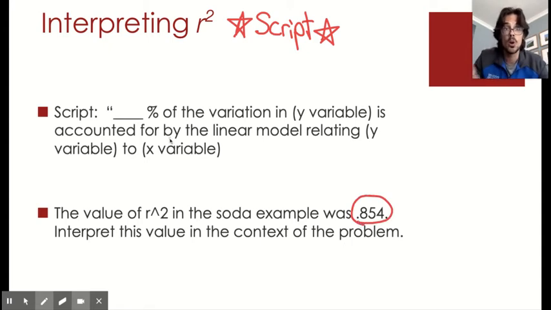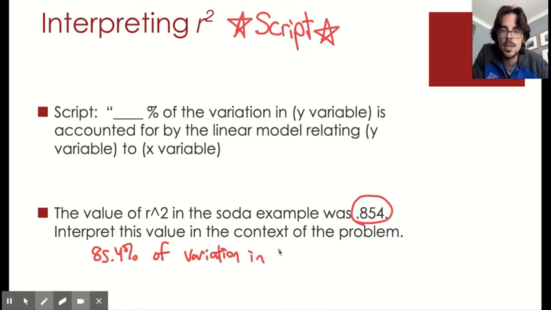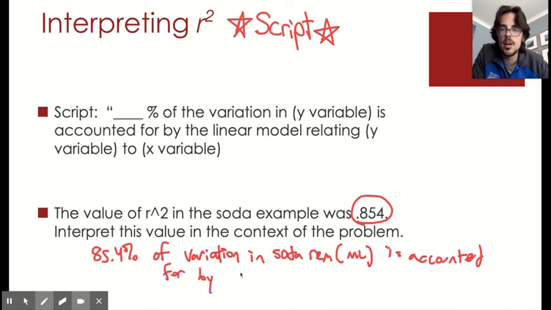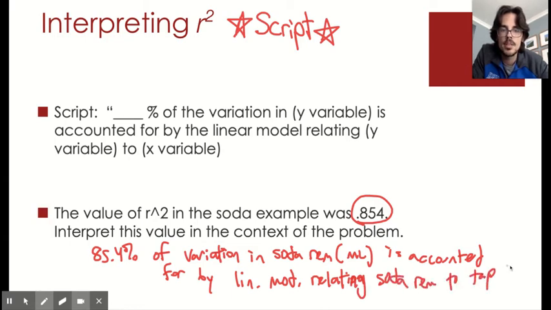I've already done it in words earlier, but let me go ahead and talk through it as I go. We would say that 85.4% of the variation in soda remaining, and that's in milliliters, is accounted for by the linear model relating soda remaining to tap time.